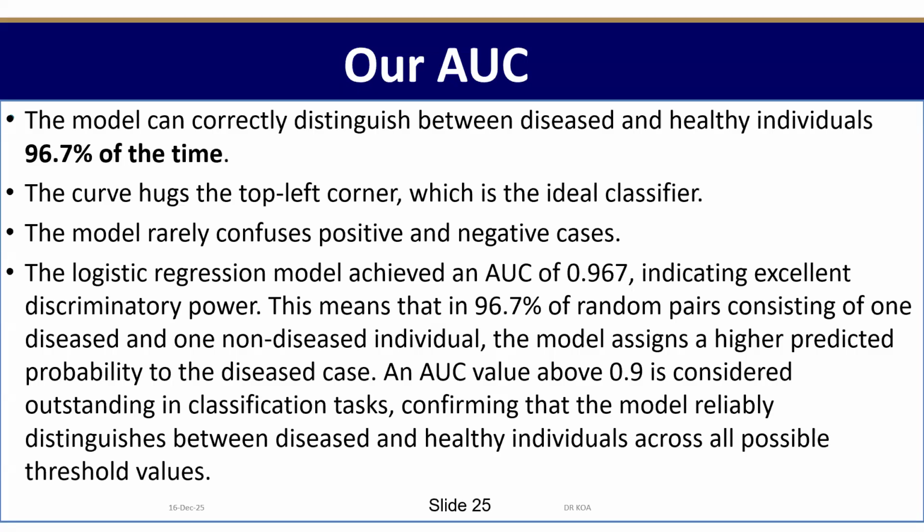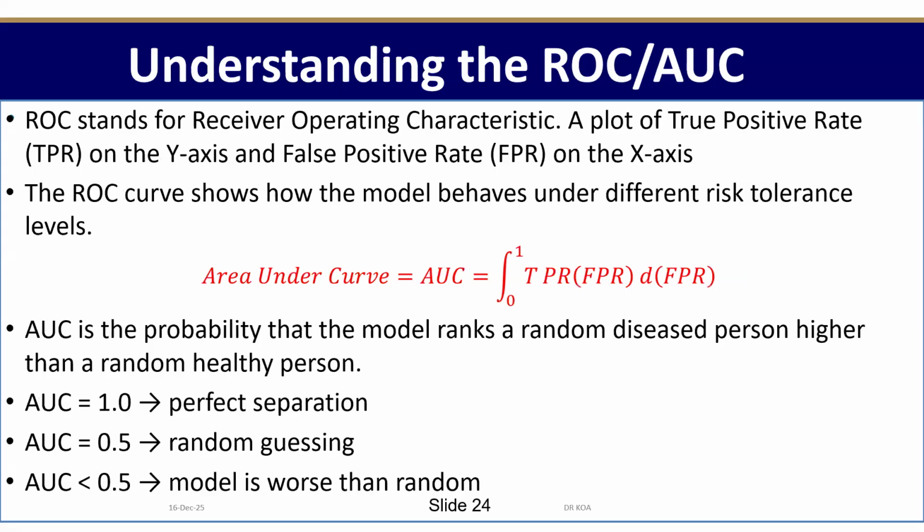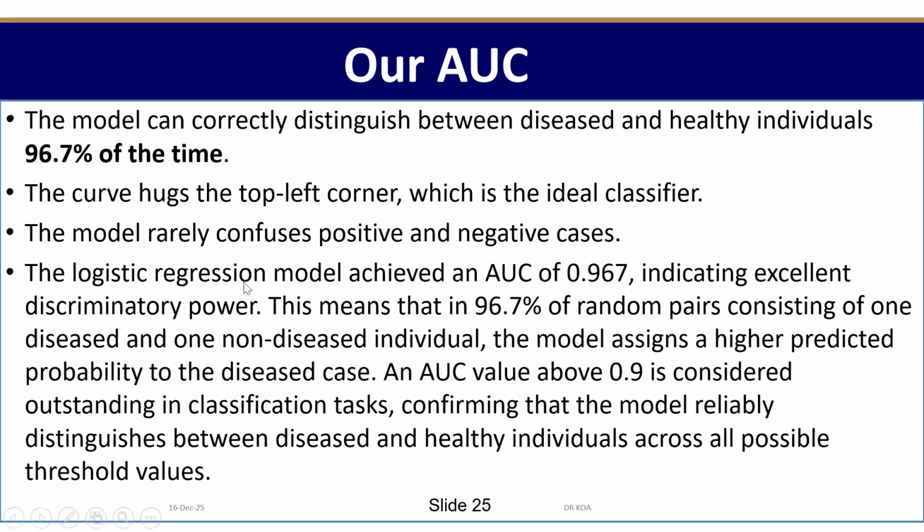And you can see the curve hugs. That's the hugging, the blue curve and the red curve, they hug together at the top left corner, which is the ideal classifier. The model also hardly confuses positives and negatives. It made a slight error, but it doesn't confuse them too much.